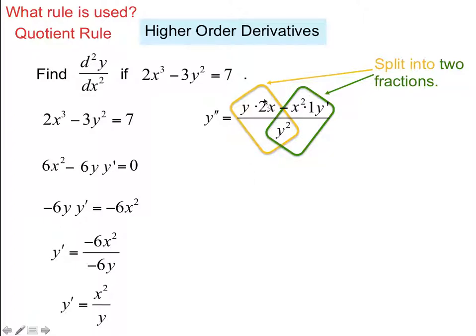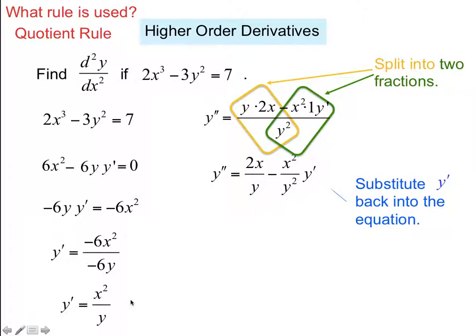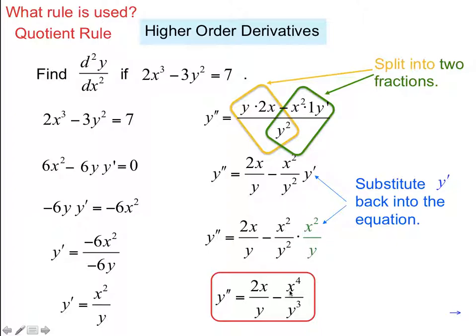So the first thing I'm going to do is split this into 2 fractions, because I can see some simplifying that can possibly go on here. So this is 2xy over y squared, which is just 2x over y, minus, and then I have x squared divided by y squared times y prime. And the reason why I wrote the second one like this is because I'm going to take this y prime out and put in its expression, x squared over y. So I'm going to substitute that out. And then I can do some simplifying on that second fraction. So this ends up being x to the 4th, and this ends up being y cubed. So the second derivative is this.